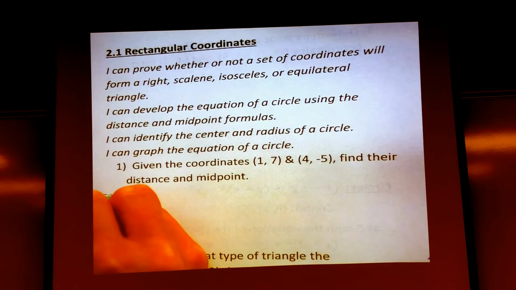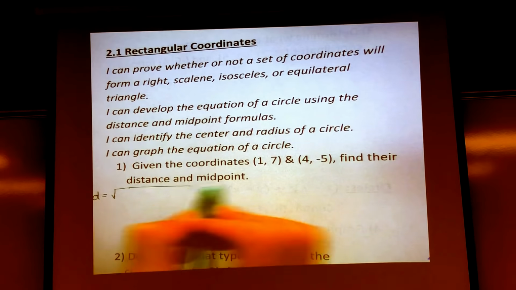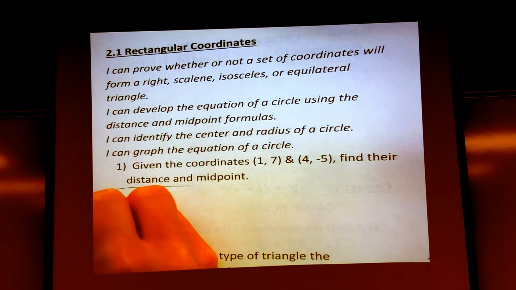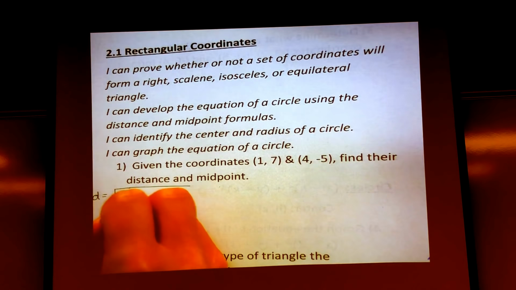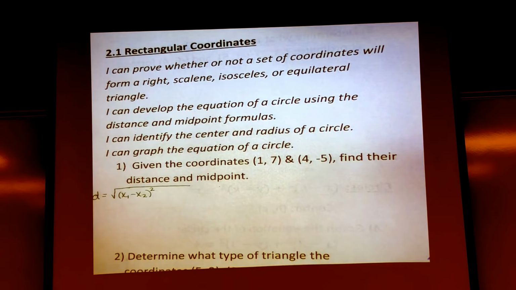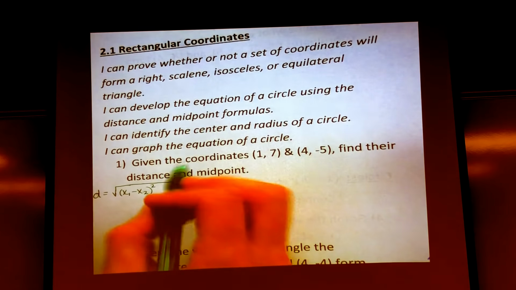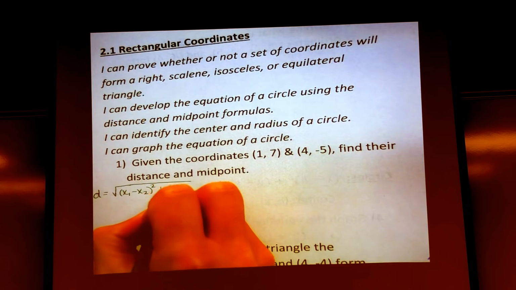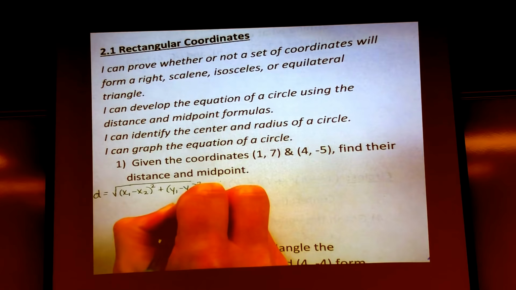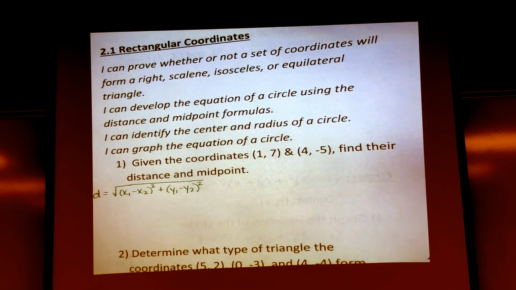Distance is the square root of our x values being subtracted from each other. So the difference of our x values, that quantity squared, plus the square of the difference of our y values. So you have x1 minus x2 squared plus y1 minus y2 squared. So let's start by finding the distance.